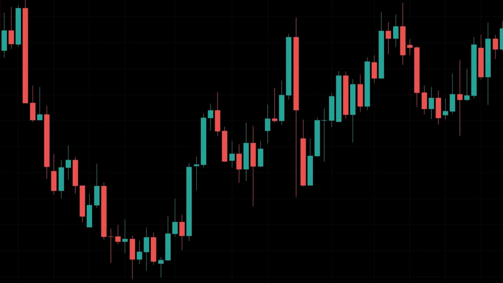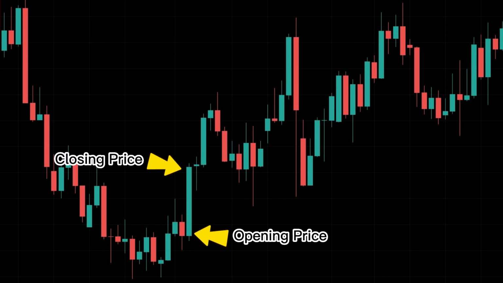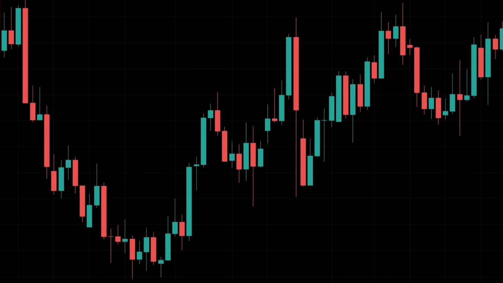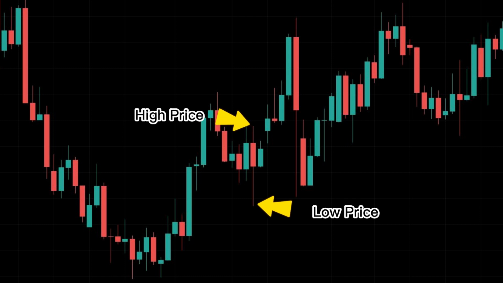The body represents the opening and closing prices of an asset over a given time period. The body is rectangular in shape, green or red in color. The color can be customized to your preferences on most of the platforms. The upper and lower wicks indicate the highest and lowest prices reached during that time frame. They are the lines that come out of the rectangle.